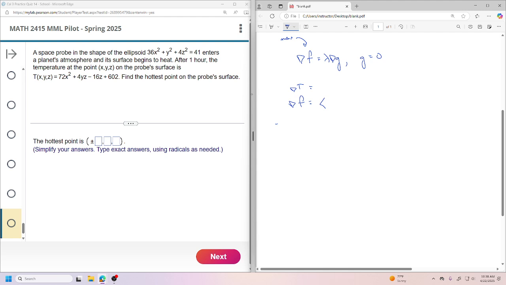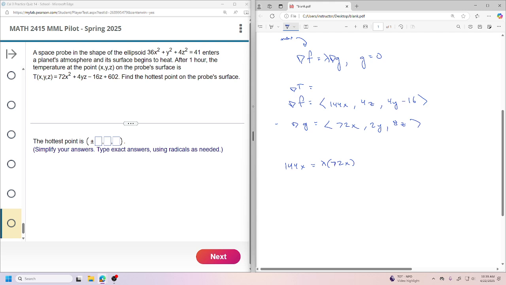So derivative in terms of x. And then that's it for y. And that's it. And then for z. Okay. Grad g. So again, just move this over. It wouldn't really matter. Anyways, derivative in terms of x, 2y, 8z. And so I'm saying that 144x is equal to lambda times 72x.